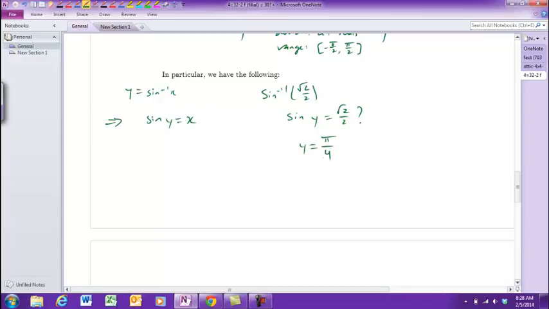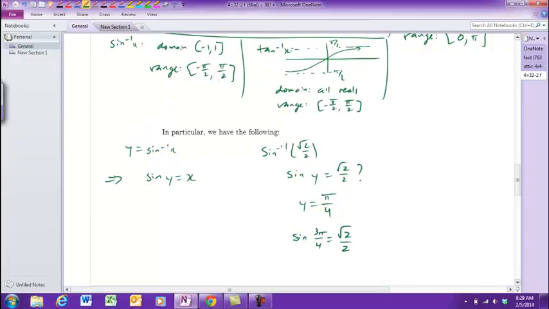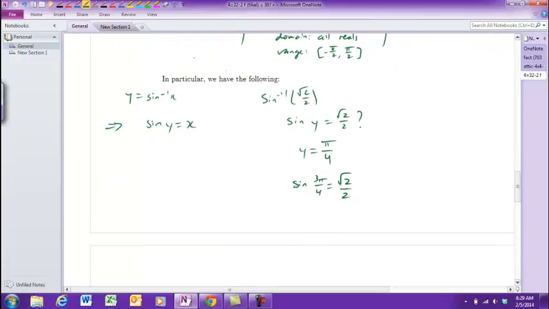And the trick here is that if I do sine of 3 pi over 4, that also gets me square root of 2 over 2. But 3 pi over 4 is not in the range of inverse sine. It's too big. It's bigger than pi over 2. So when I do the inverse sine of square root of 2 over 2, I only get this one answer of pi over 4.